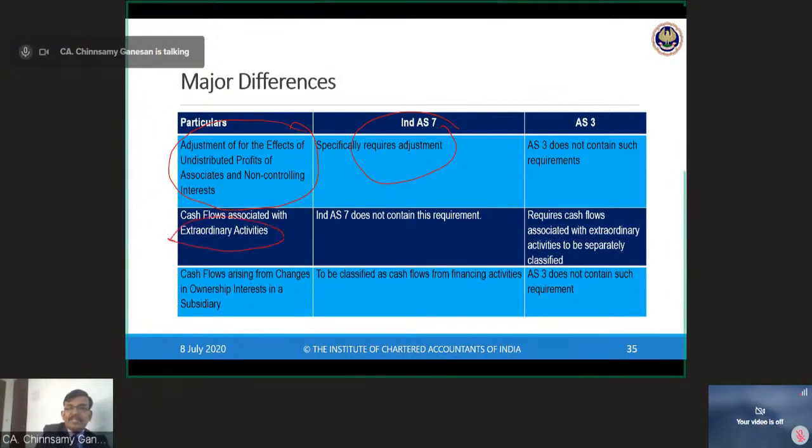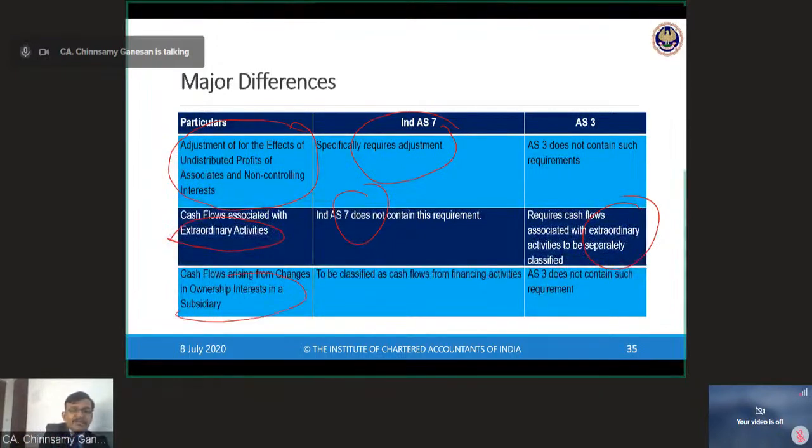Extraordinary activities: AS 3 allows you to show an extraordinary item. But Ind AS, if you remember, in the first session we said no extraordinary items are considered as per Ind AS 1. Accordingly, Ind AS 7 is not giving you any guidance in respect of extraordinary items. No item can be shown as extraordinary cash flows.